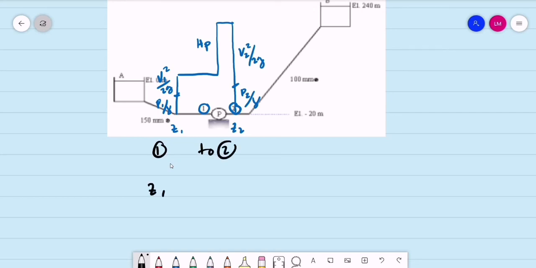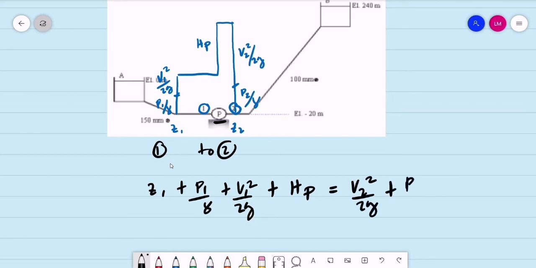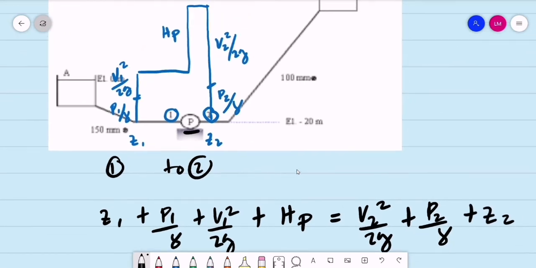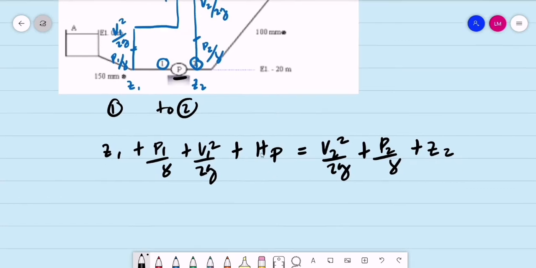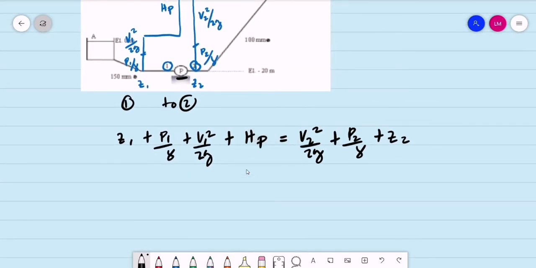Ito yung Z1 plus the P1 over gamma plus the V1 squared over 2G. Take note na yung pump ay nasa gitna nila. So, plus the head added by the pump is equal to yung total energy head sa point 2. Ito yung V sub 2 squared divided by 2G plus the pressure head at 2 over gamma plus the elevation of point 2. Again, wala tayong kinonsider na head loss since wala tayong details dun sa pump at saka magkalapit lang yung dalawang point. So, pwede nating i-assume negligible yung head loss sa pagitan ng point 1 at saka ng point 2. So, ano yung elevation ni point 1?